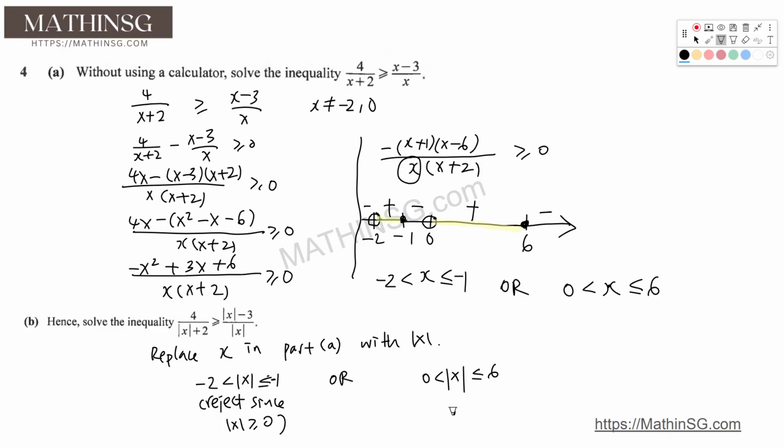So we know that x will be in between minus 6 and 6, but x cannot be 0. If you want to rewrite it, x is from minus 6 to 0, or from 0 to 6, but you cannot include 0, because when mod x is 0, this whole thing will be undefined. So we need to exclude 0 from the answer. This will be your final answer.